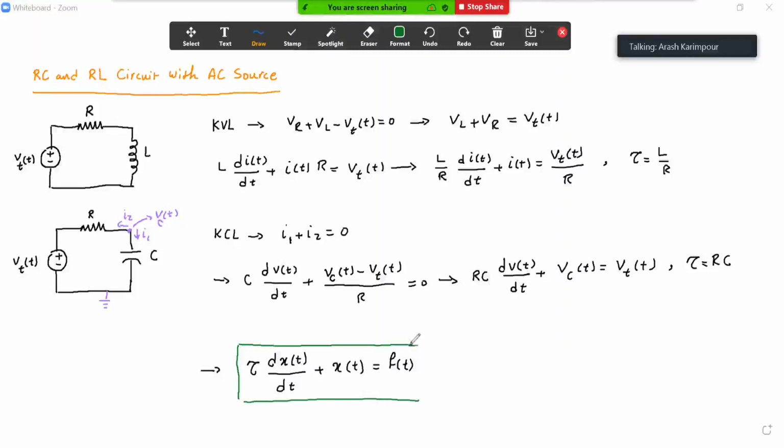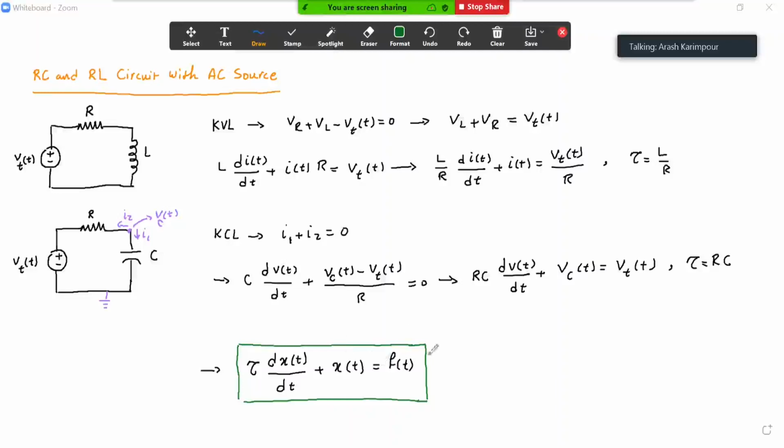this is the equation for the RC circuit. So the tau depends: if you are in the RL circuit, the tau is L over R. If you are in the RC circuit, the tau is RC, and the x(t) is going to be either i(t) or v(t), depending on what we are looking at. And the f(t), again you will see it's going to be different depending on which circuit you have, but the f(t) is basically the forced response, how we are going to force the current or voltage into the system. So usually they write it as this general equation.